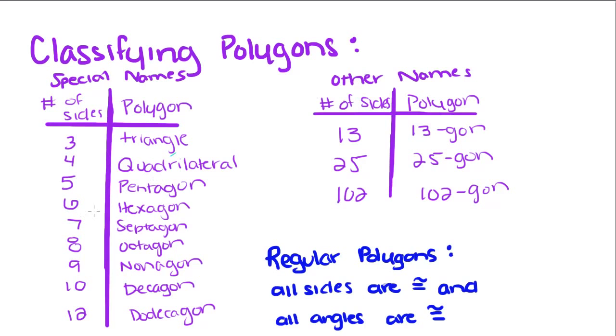5 is a pentagon, 6 hexagon, 7 septagon, 8 octagon, 9 nonagon, 10 decagon, and 12 is a dodecagon. Other polygons that don't have a special name are just called, you put the number of sides they have and then put gon. So that's how you would write that. An important thing to note is that if you have a regular polygon, it means that all sides are congruent and all angles of the polygon are also congruent.